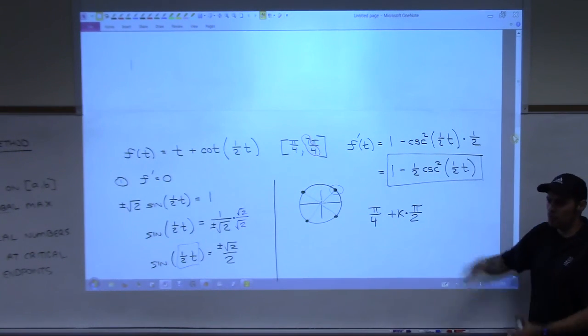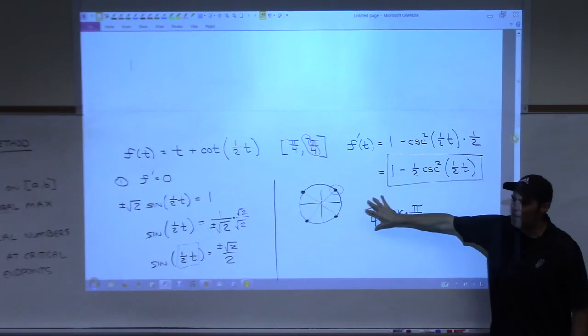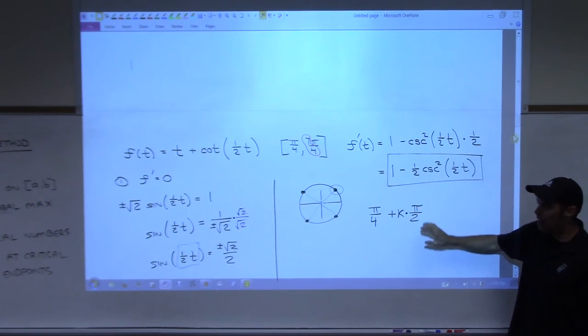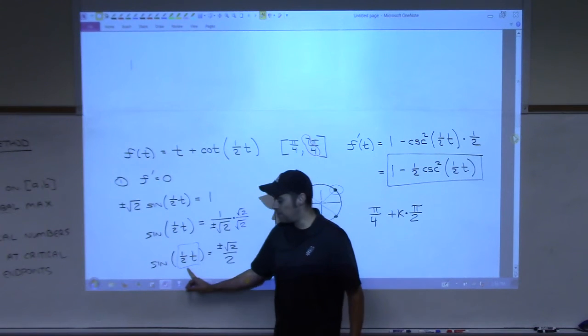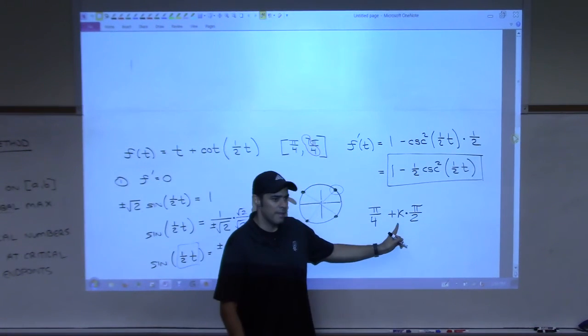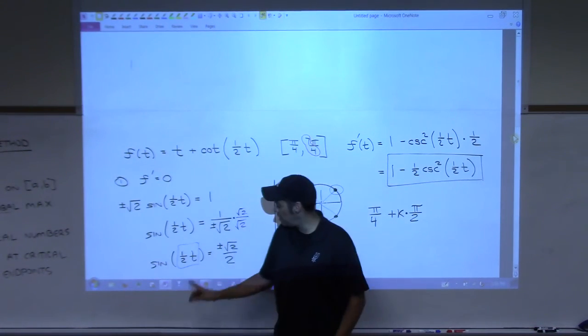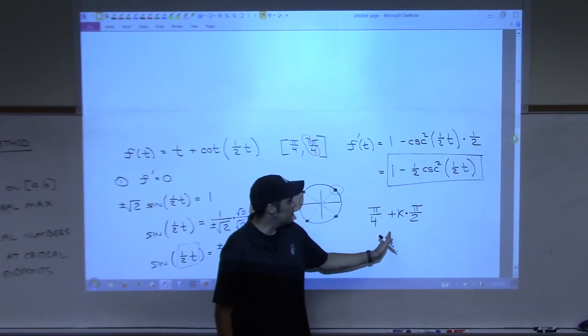You can have huge angles or small angles. This is every answer possible. And I want this to be equal to that. So now I'm going to set this inside the argument equal to this.